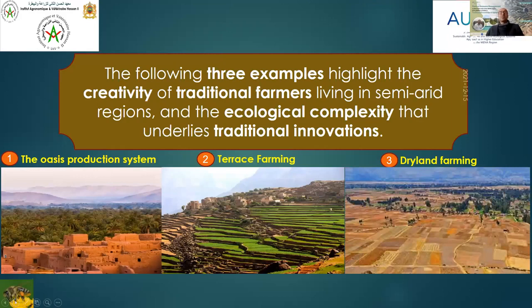Following are three examples that will highlight the creativity of traditional farmers living in semi-arid regions and the ecological complexity that underlies traditional innovation. We will talk about the oasis production system, the terrace farming system, but we will not have time to talk about rainfed land, but we can have a discussion on it.